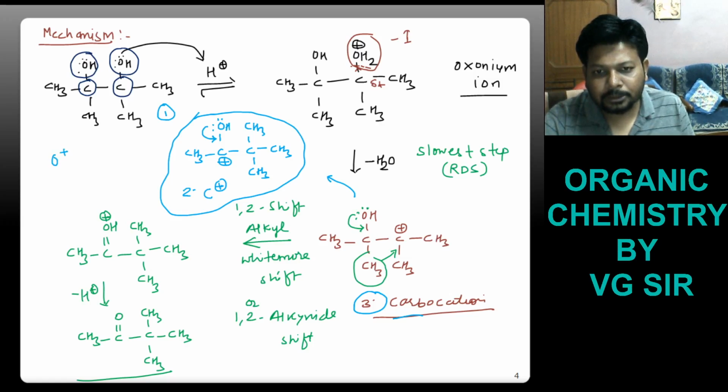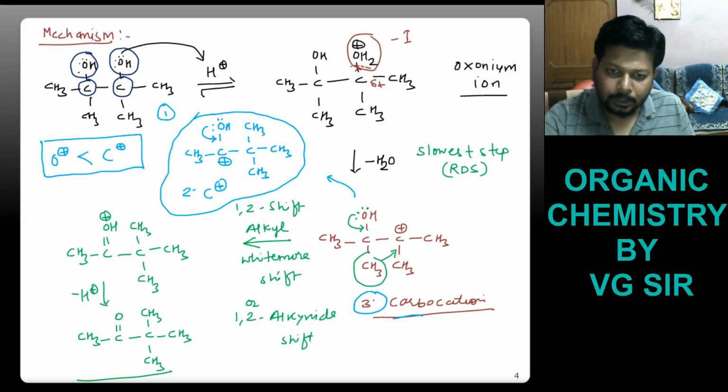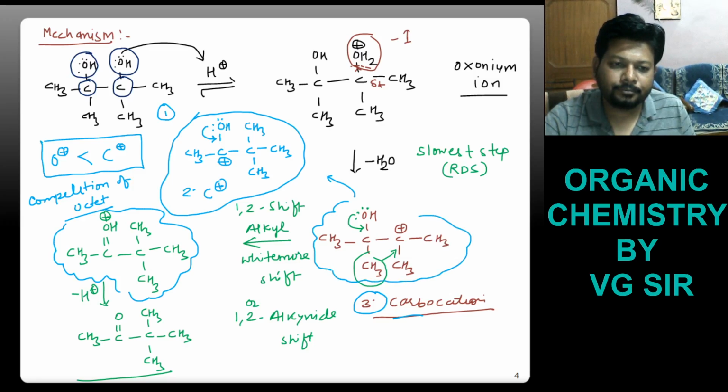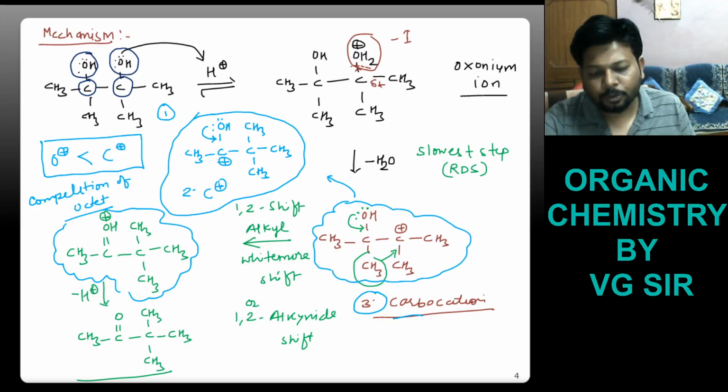A positive charge on oxygen is less stable than a positive charge on carbon, because carbon is less electronegative than oxygen. But due to completion of the octet, this structure is more stable than this structure. That is, this oxonium ion is more stable than the 3-degree carbocation. So what is the driving force of rearrangement? The back bonding of the lone pair present on the oxygen atom.